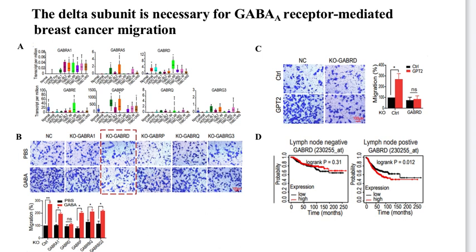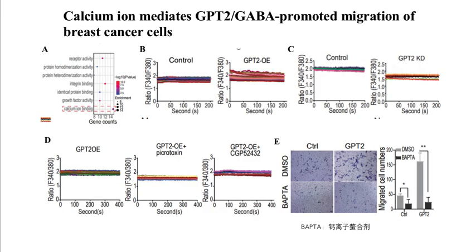So we can see that the GABAA receptor delta subunit is essential for GABAA receptor mediated migration of breast cancer cells. Through gene counts, we found that the calcium ion binding protein pathway has the strongest activation ability. The GABA receptor activates the calcium ion channels, causing calcium ions to flow in.